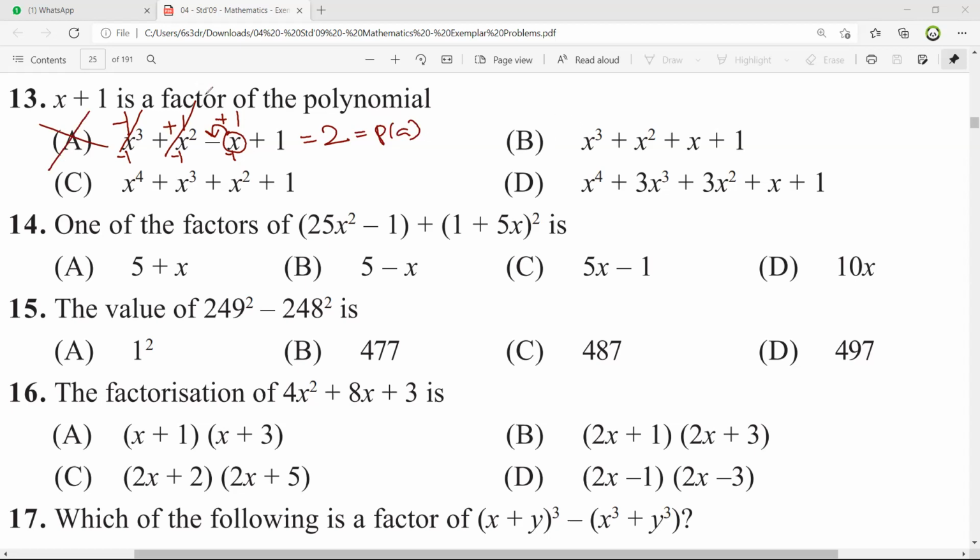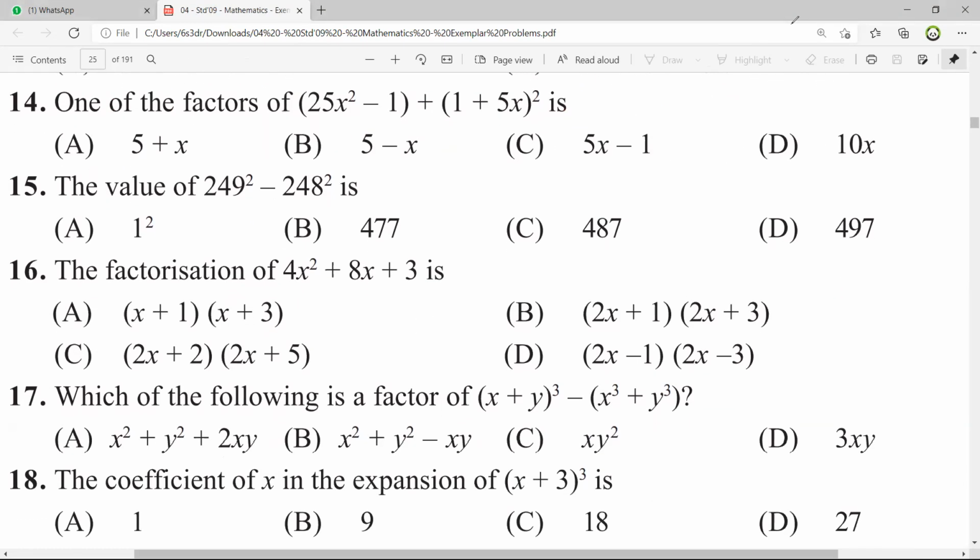So when we apply the same strategy for all the 4 options, we will see that the remainder comes out to be 0 when we put X is equal to minus 1 in option B, right? So over here, this comes out to be 0. So this is equal to P of A, which is the remainder. And hence X plus 1 is a factor of this one. Okay. Let's move on to the next.